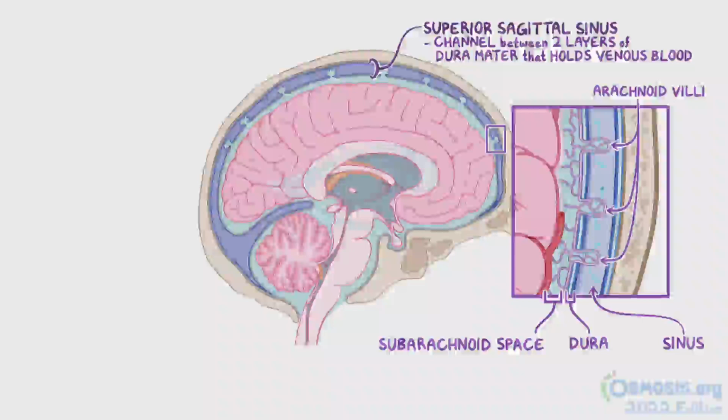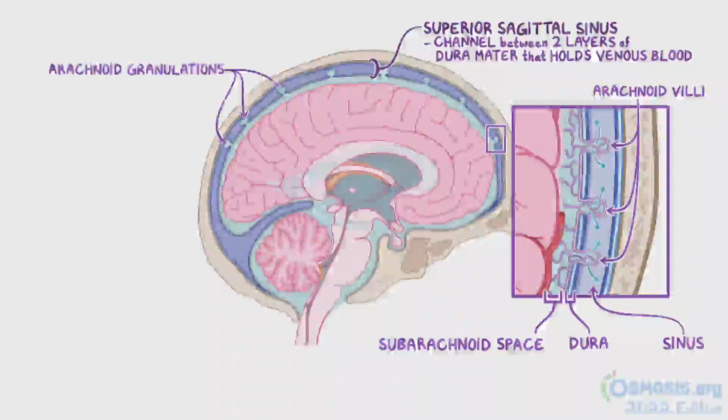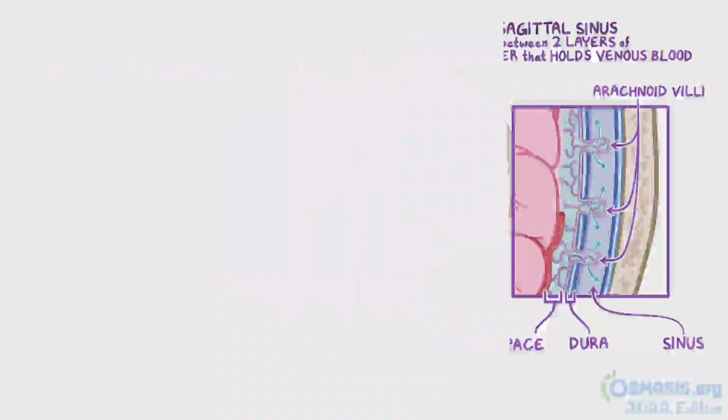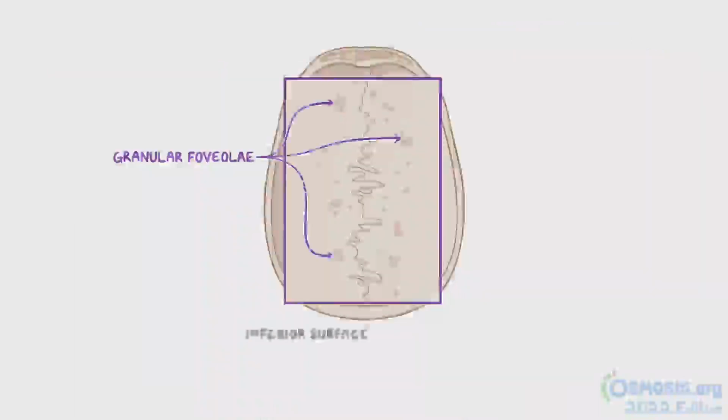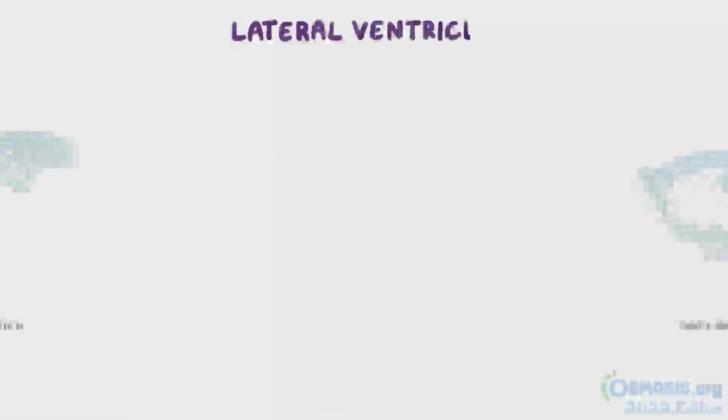Interestingly, the villi tend to group together and form arachnoid granulations. You can even see the impressions of these granulations, called the granular foveolae, on the inferior surface of the calvaria. Okay, now let's look at each ventricle in a bit more detail. First up, the lateral ventricles.